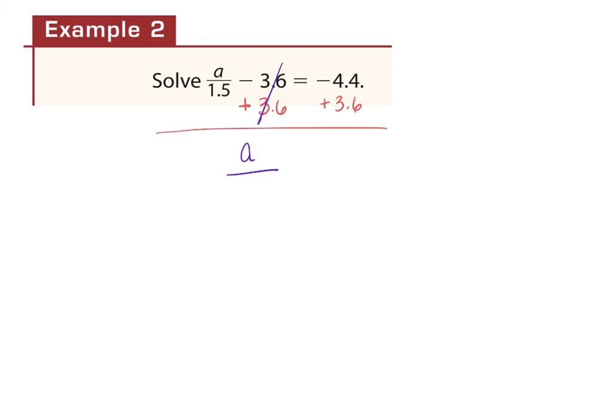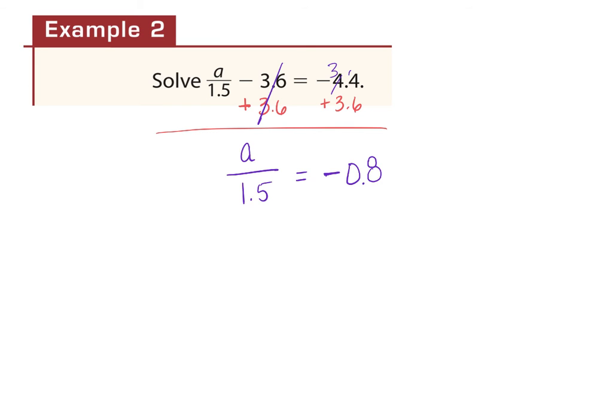I have a over 1.5 equals, and I'm going to say negative 4.4 and a positive 3.6. Remember, when I'm adding and I have different signs, I subtract and keep the sign of the larger absolute value. All right? So when I subtract decimals, I make sure they're lined up. I'm going to borrow just like I would. This is going to be a negative because my larger number is negative. I get 3 minus 3, 0. 14 minus 6 is an 8.